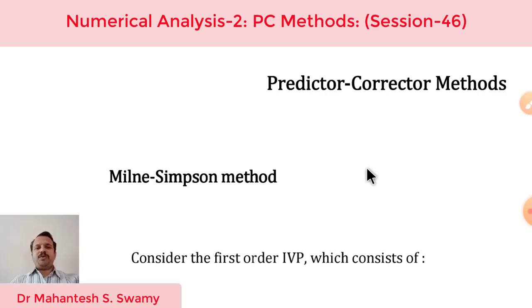In this session, I am going to introduce you to another important method of solving the initial value problem, particularly the predictor corrector method. That is the second corrector method, which is known as Milne-Simpson's method, or simply the Milne predictor corrector method. So what actually is this Milne predictor corrector method?